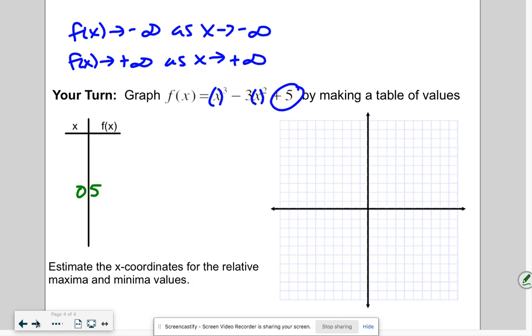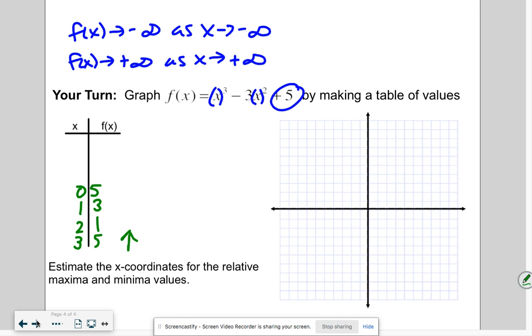If I put in 1 for x, I get 3. So as x is increasing, f of x is decreasing, but let's make sure. So if I put in 2, I get 1. Uh-oh, it turned back down. So let's put in a 3. I get 5. And if I put in 4, it's going to go way up. So this side's shooting up, which is good.